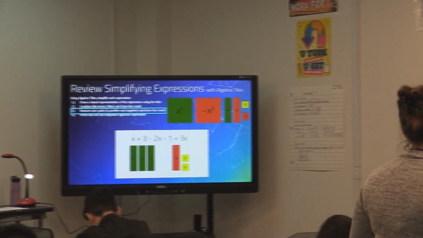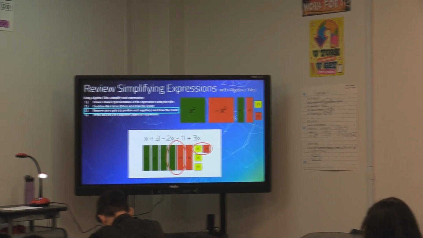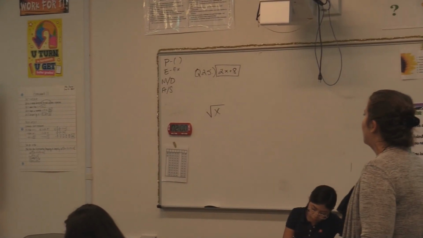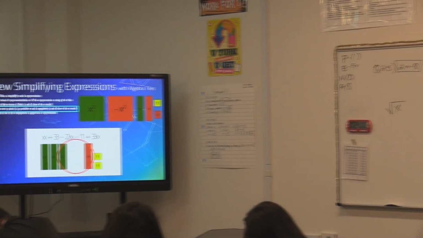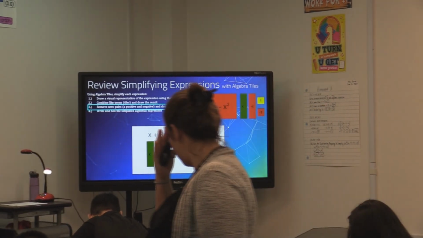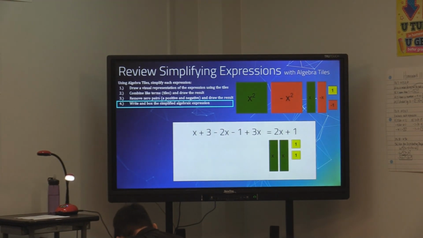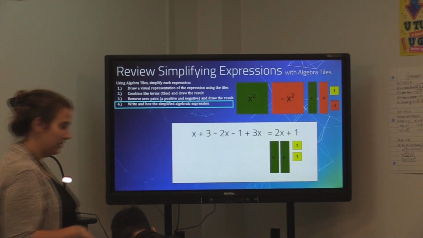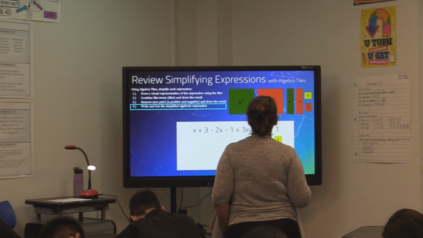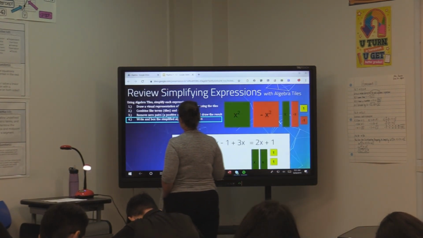So you can be like, oh, they went away. Right. Very good. Don't forget we had an extra one, so we ended up like this. And then you can just draw your final result, which is supposed to be 2x plus 2. Really quickly, I'm going to fix that so it looks like 2x plus 1. I do not know what I was thinking.